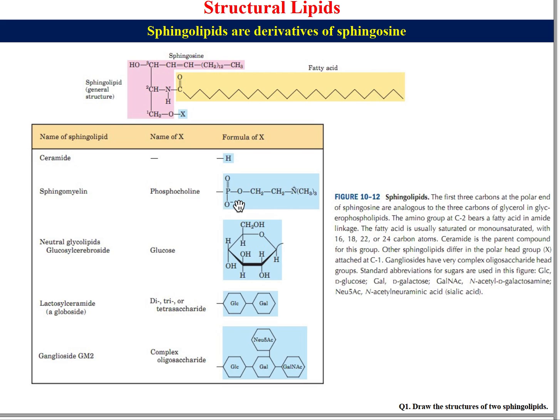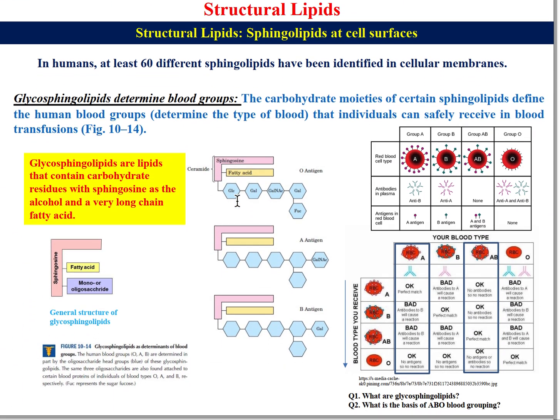Glucosyl cerebroside. So here is how structural lipids, sphingolipids, are at the cell surface, and how glycosphingolipids can determine the blood group. Glycosphingolipids determine blood groups, and the carbohydrate moieties of certain sphingolipids define the human blood group. That means they determine the type of blood that an individual can safely receive in blood transfusions.